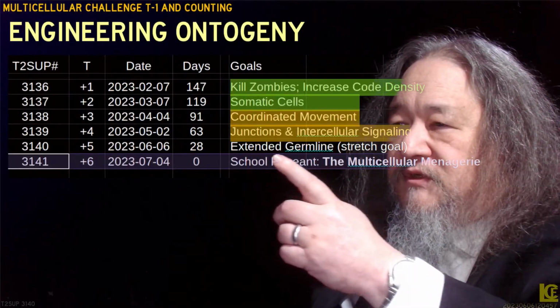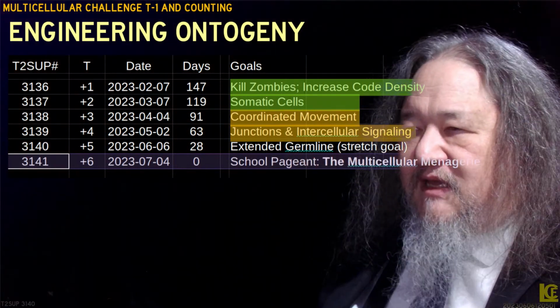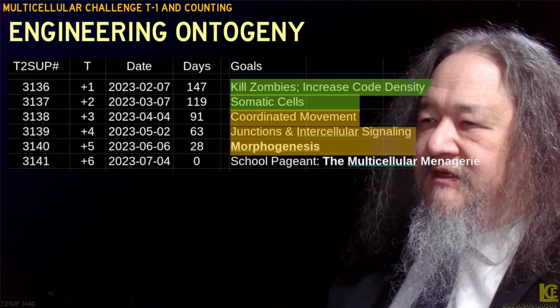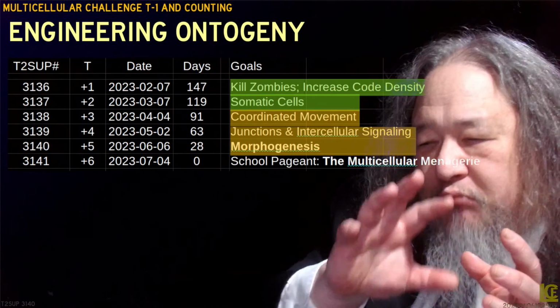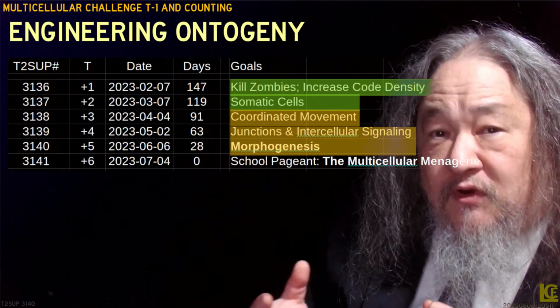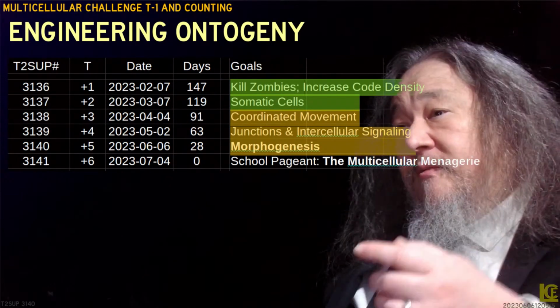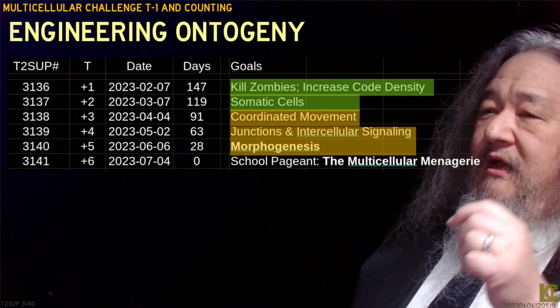This month was supposed to be extended germline stretch goal. Not even exactly clear what that is, but it's been retroactively redefined to be morphogenesis, the process of building the shape of an organism. In particular, building the shape of a multicellular organism, which is what we've been trying to do. We're still holding out for the multicellular menagerie a month from now.